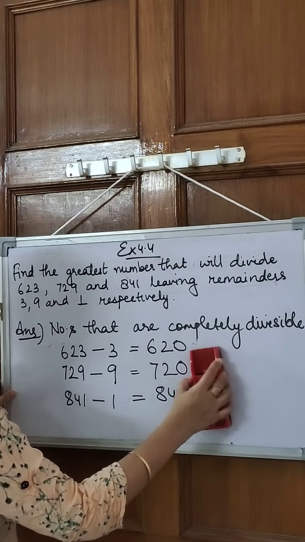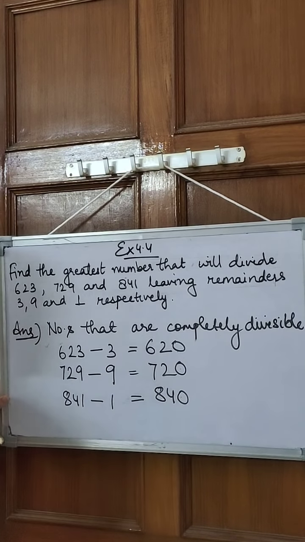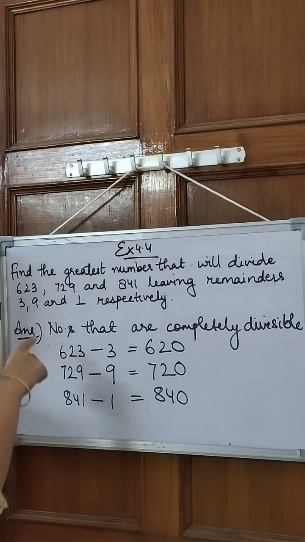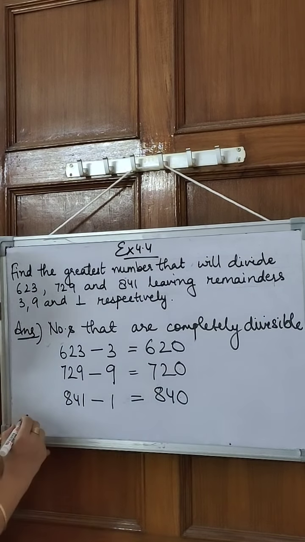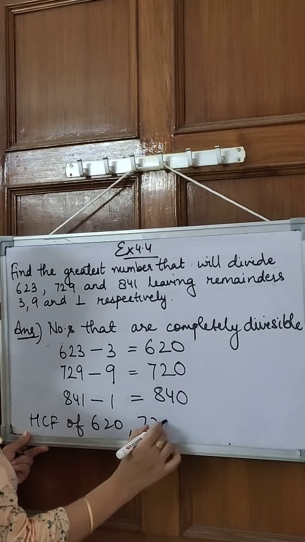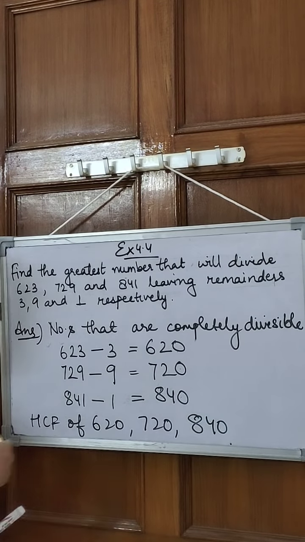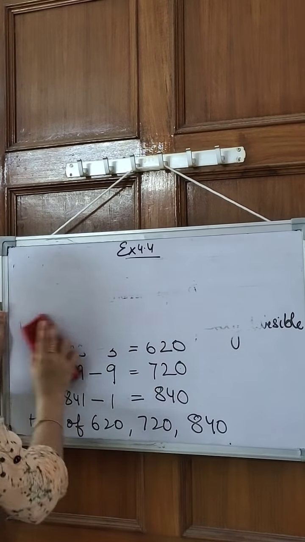I hope it is clear to you why I have removed the remainder: so that the numbers are now completely divisible. And now, to find a common number that will divide all of these numbers, I have to find the highest common factor. They are saying greatest, so I will find the HCF of 620, 720 and 840. Whatever the HCF is will be my greatest number that will divide them. Isn't it? Now the method is simple.